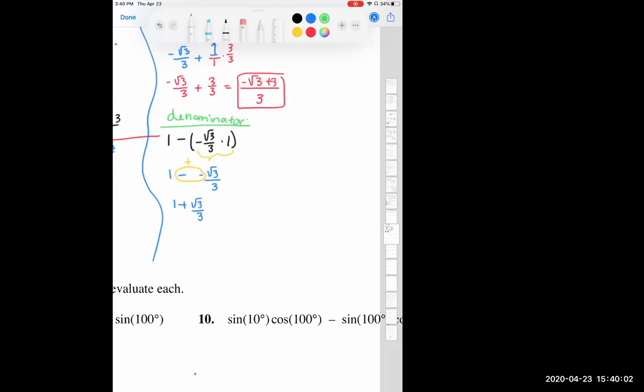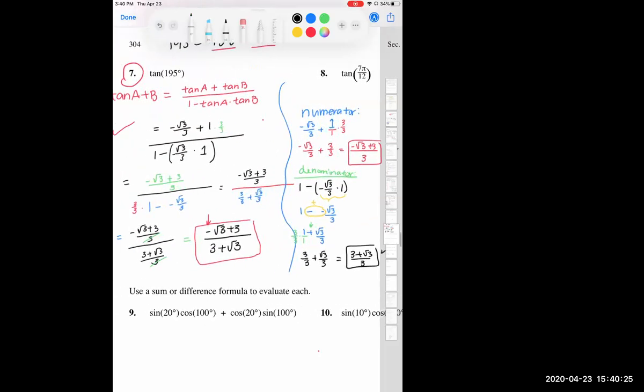Same deal, we need to get a common denominator so we can add. So let's multiply it by 3 over 3. Let's write 1 as 1 over 1. So we get 3 over 3 plus square root of 3 over 3. Great, we have a common denominator. So I have 3 plus square root of 3 over 3. So now I have my denominator and my numerator. Let's write them together, which is what we have here.